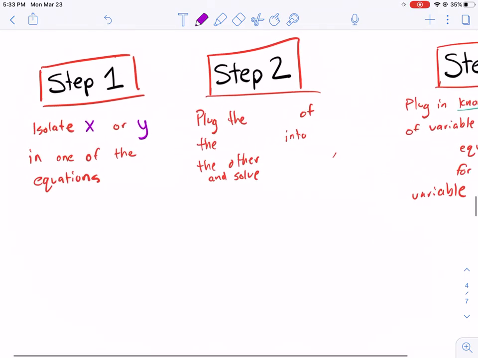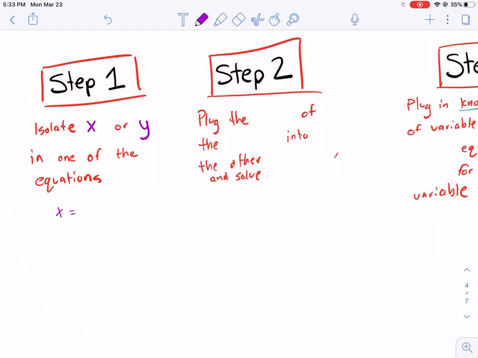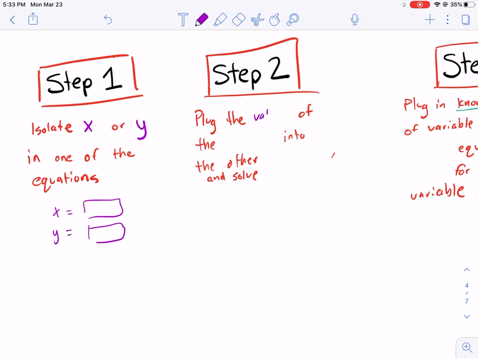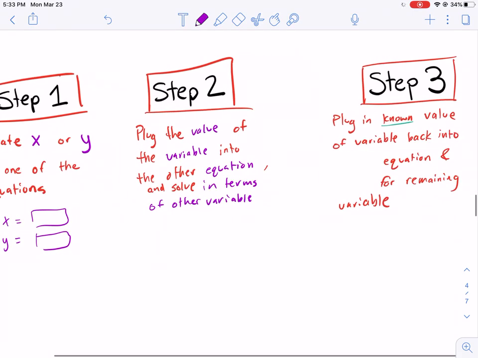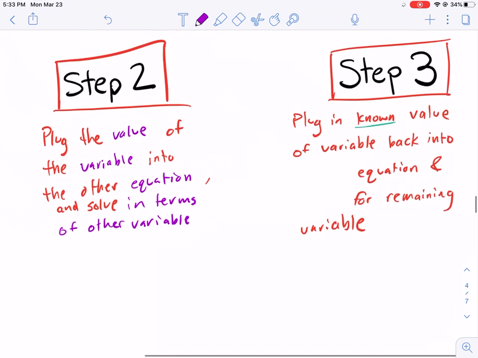So step two, after we've isolated x or y, that means we get x equals something or y equals something. What we're going to do is plug the value of the variable into the other equation and solve in terms of the other variable. I know there's a lot of "other," and it might be confusing which variables we're talking about, but I wanted to keep it general just so you can understand that these are the basic principles you have to follow. And then once you understand these steps, you can apply it to any situation.